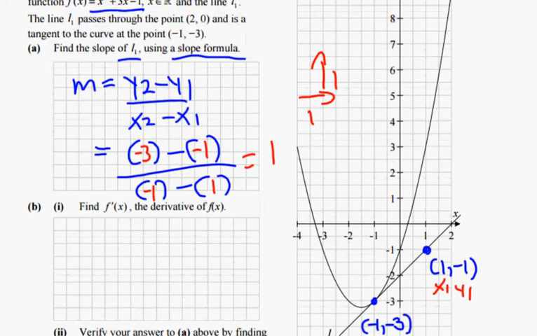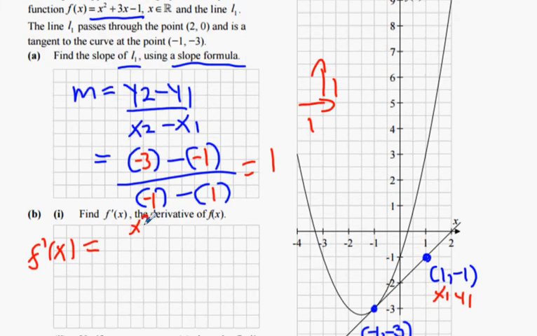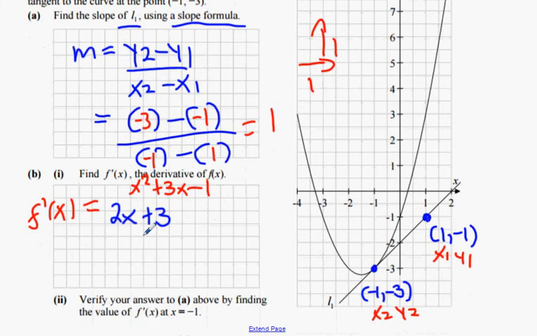Find the derivative. Now here's where you can make easy marks. F dash x also means the derivative. What is the derivative of x squared plus 3x minus 1? What's the derivative, guys? Anybody? Derivative of x squared? 2x. Derivative of 3x? Just 3. Derivative of 1? 0. And you're done, right? This here, see this fancy formula here? That will give you the slope at any point you want.